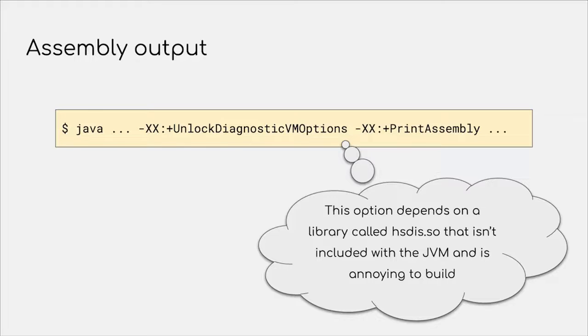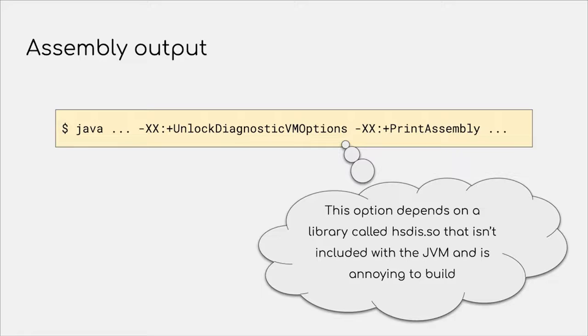So, understanding what the JIT compiler does. Well, we said that the output of the JIT compiler was machine code. So the simplest thing we can do is look at the machine code. And the human readable version of machine code is called assembly code. If you use these two options, if we unlock the diagnostic VM options and print assembly, then it'll print out the assembly for us every time it runs the JIT.